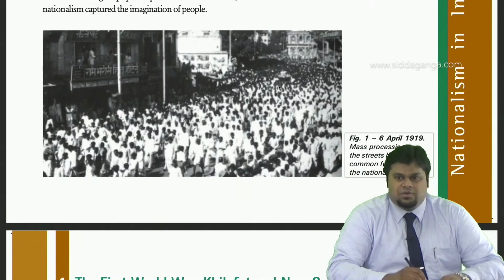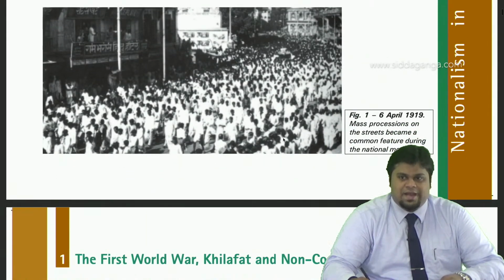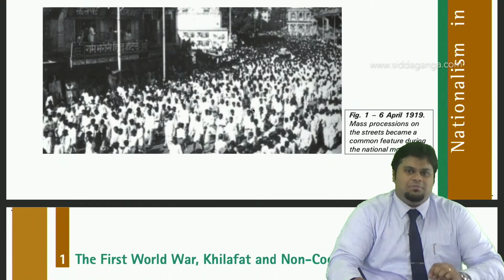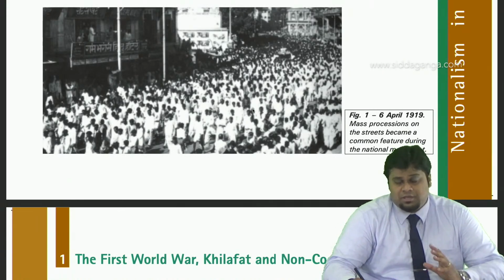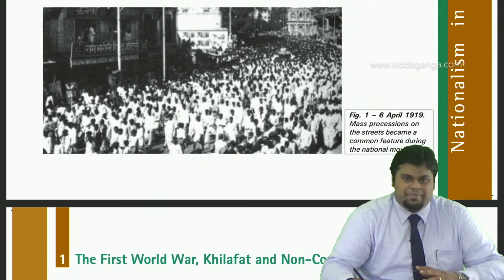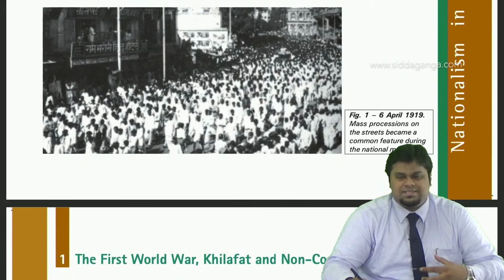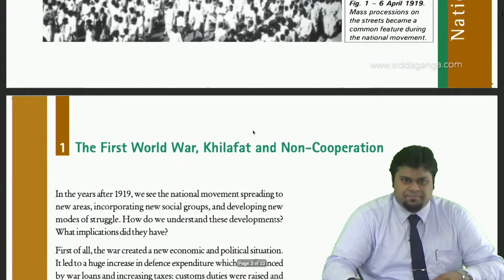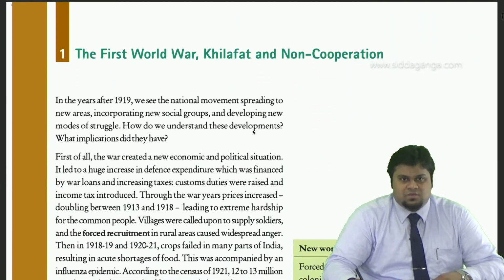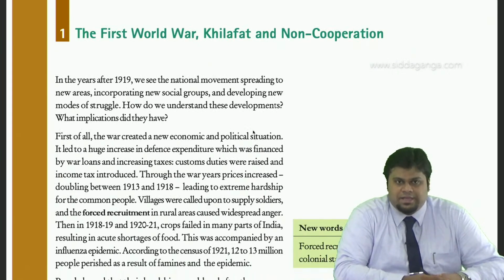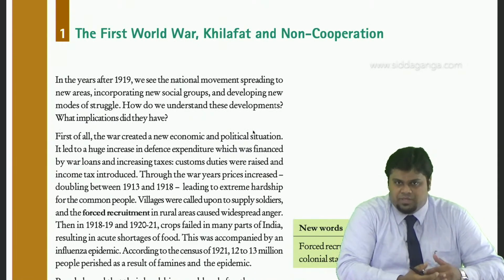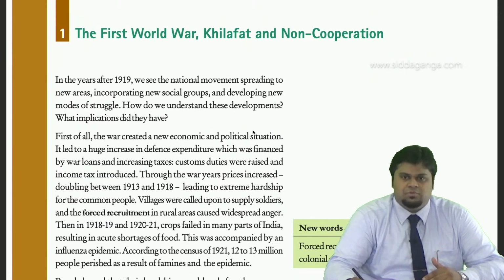Now here you can notice that there is a mass procession being held on the streets, which became a very common feature during the national movement. I'm sure all of you would have seen movies about patriotism and nationalist sentiment, so you would have come across this classic symbol of how marginalized people came together to protest against colonial rule in the Indian context. Now, to understand this, we have to see what happened with India during the First World War, the importance of the Khilafat movement, and then the rise of the non-cooperation movement in the year 1920.